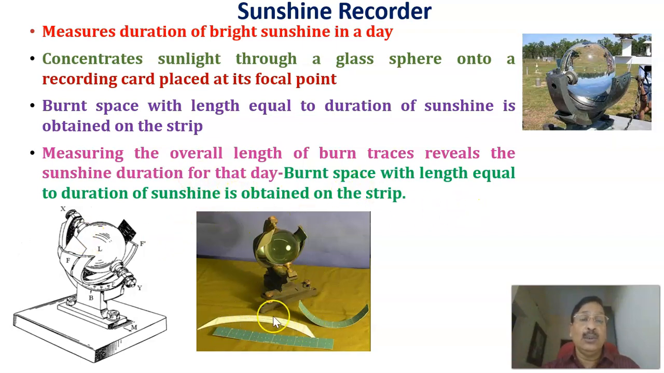In the strip, the length of the burnt portion, or trace, gives the duration of the sunshine, because the strip is moving slowly. The strip moves, the sunlight is made to fall on it, and the length of that burn space indicates the duration of the bright sunshine, which is converted to and indicated as a length of burn traces. That is the sunshine recorder.